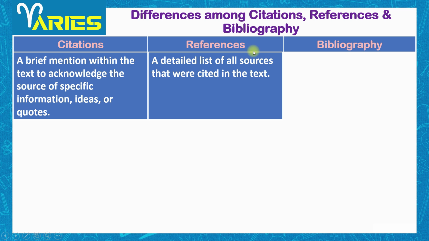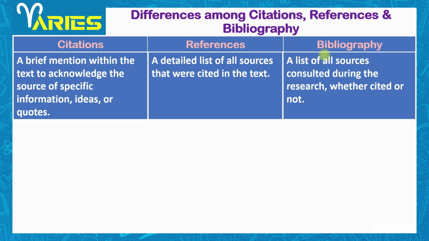But if you mention it in a full detail list at the end of the paper, it is considered a reference. Now if we talk about bibliography, a bibliography is a list of all the resources consulted during the research, whether cited or not. So bibliography is the whole list. Whether you have mentioned it in a citation or not, you will add it into the bibliography. It is the complete list of all the sources from which the researcher has gathered information, at the end of the paper or at the end of the research thesis.